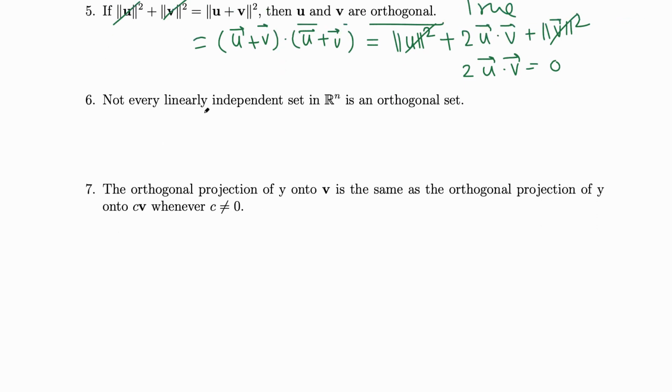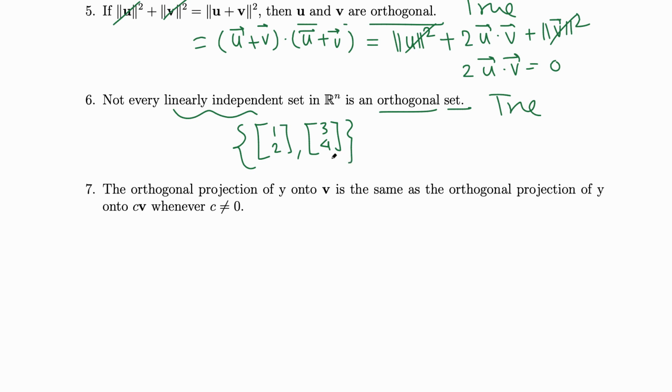We know that u dot u is the norm of u squared, by the way. Number 6. Not every linearly independent set in Rn is an orthogonal set. Yeah, that's true. We can have a linearly independent set that's not orthogonal. For an easy example, (1,2) and (3,4). This set is linearly independent because we have only 2 vectors and one of these is not a constant multiple of the other. But orthogonal means when we take the dot product, we are supposed to get 0. But 1 times 3 is 3, plus 2 times 4, which is 8, that's 11, not 0. So these are not orthogonal. So not every linearly independent set is an orthogonal set. That's true.